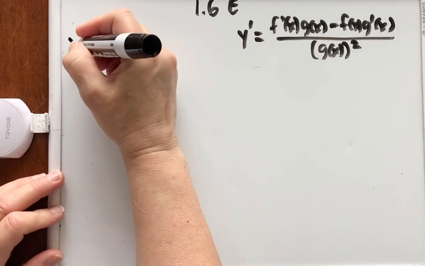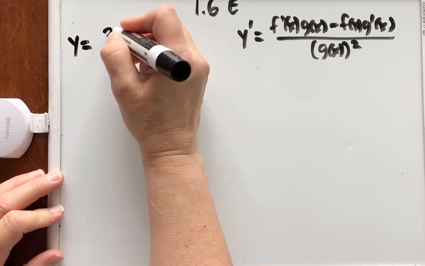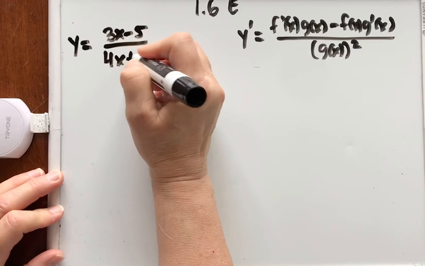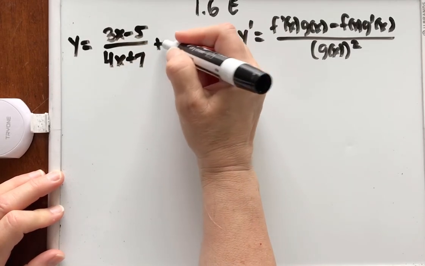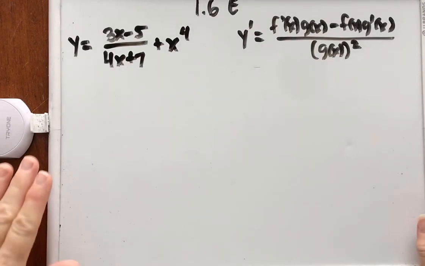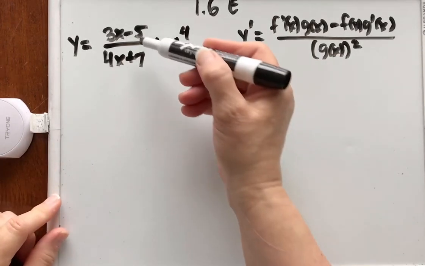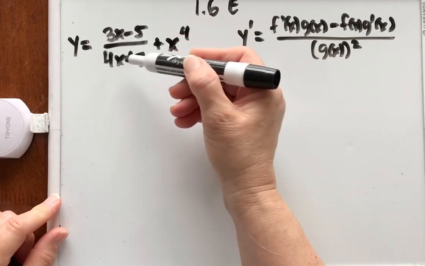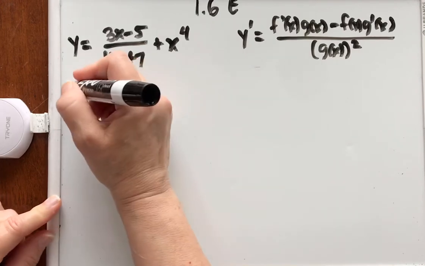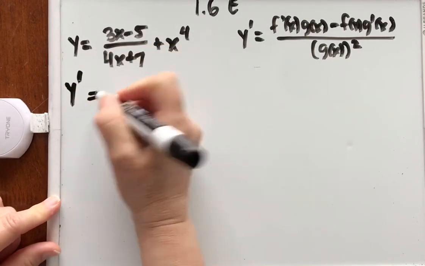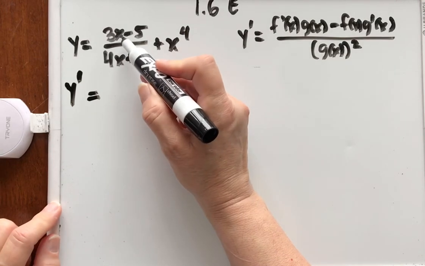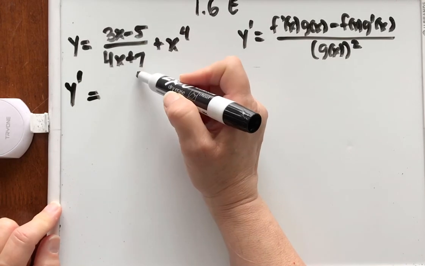So here we have y equals 3x minus 5 over 4x plus 7 plus x to the 4th. We're supposed to take the derivative. Well, we can see right here we're going to use the quotient rule, and taking the derivative of x to the 4th is very easy on its own. So let's do y prime. We'll take care of this first, and then we'll add that over there. Okay, so this is our f of x, this is our g of x.